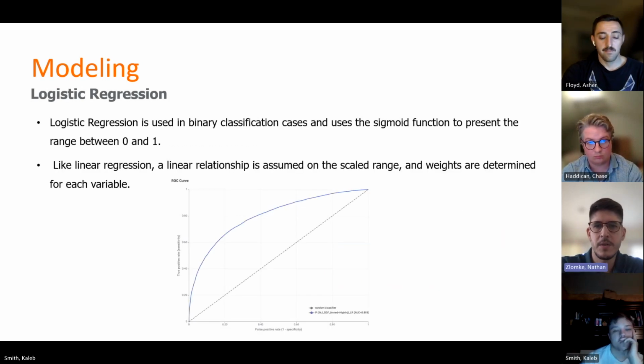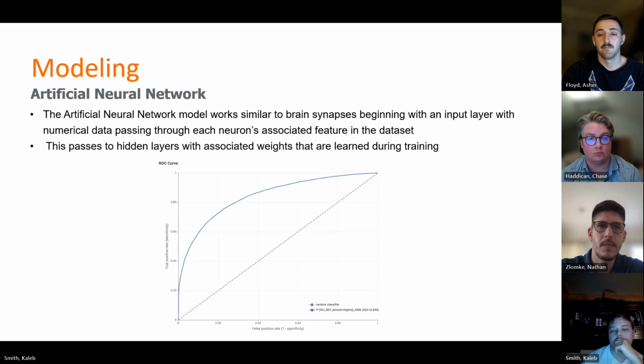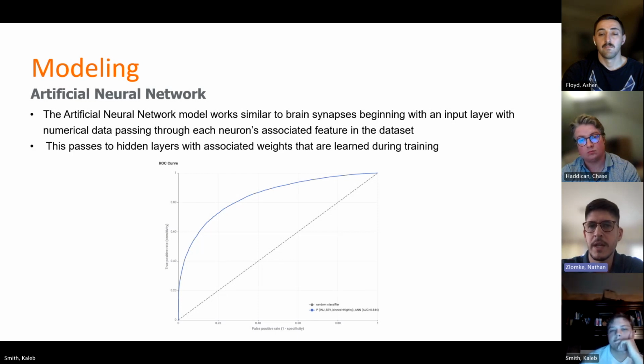Logistic regression is similar to normal regression. However, it's making a classification of a binary variable. So to do that, it needs to use a sigmoid function and predicts the probability of that. And the AUC or the ROC on that was 80%. Artificial neural network was the highest performing numerical model. It performed at 84%, and it works similar to brain synapses in the human brain. Basically, you've got the input layer, hidden layer, and the output layer, and the hidden layer has the neurons, which are just weighted numerical values that it learns how to optimize, and you freeze the weights and then can make predictions from there.